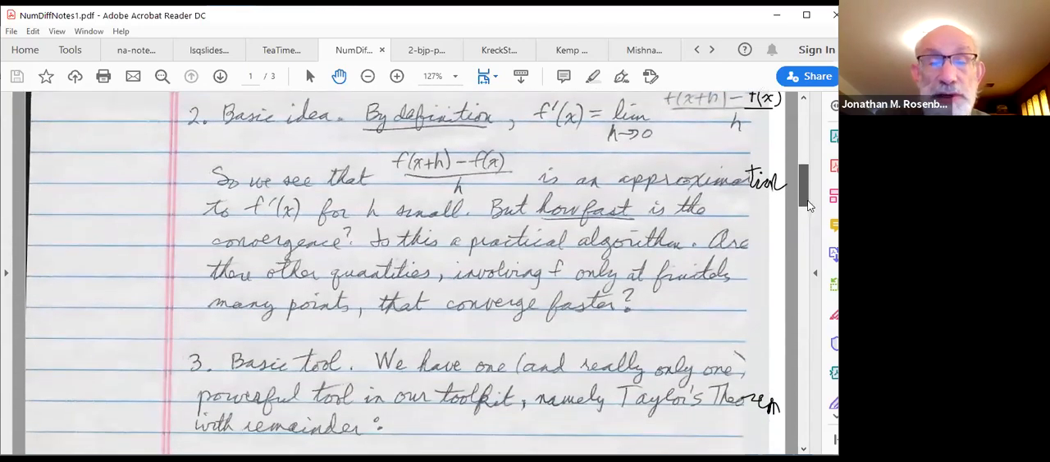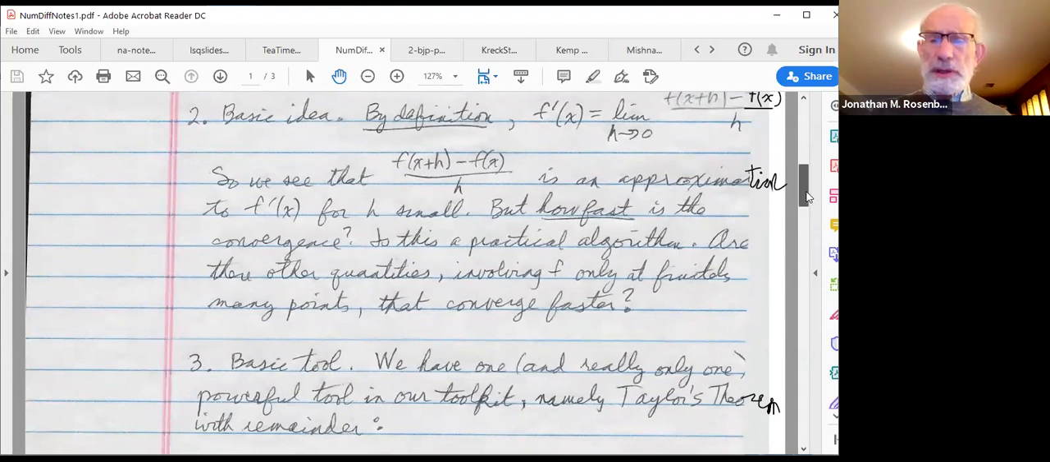There's really one and only one tool in our toolkit for studying things like this, and that is Taylor's theorem with remainder. As most of you remember, this is the hardest topic in Calc 2, and it's the one that everybody always gets a little bit hung up on, but that's really what we're going to need. So let me go over it again.